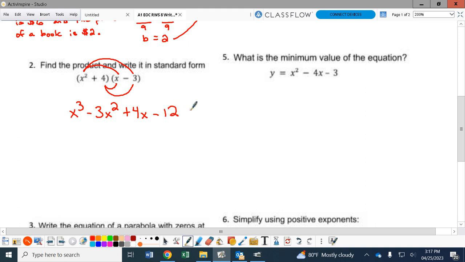If there were any like terms, we would put them together. If they were not in order already, we would put them in order. But this is already in standard form and there are no like terms, so this would be our final answer.